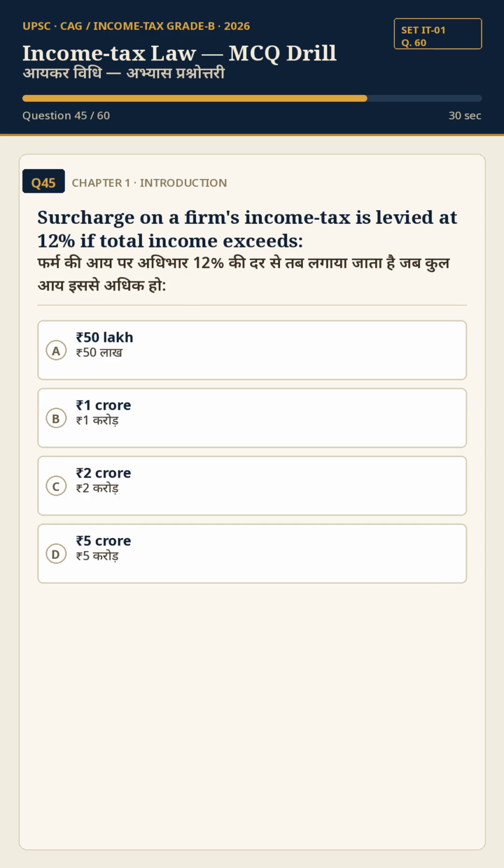Question 45. Surcharge on a firm's income tax is levied at: Option A, 2%. Option B, 5%. The correct answer explanation: for a firm, surcharge at 12% is levied where total income exceeds ₹1 crore, subject to marginal relief.